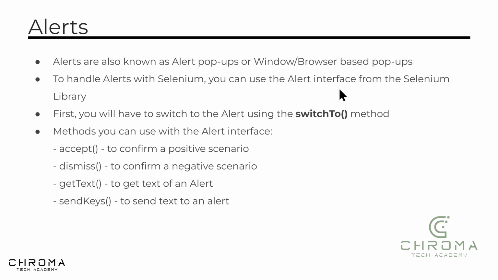So to switch to an alert, you have to use the switchTo method. Some of the methods you can use are accept, dismiss, getText, and sendKeys. To confirm a positive scenario, you can use the accept method. To confirm a negative scenario, you can use the dismiss method. To get the text of an alert, as we did, we can use the getText method. And to send text to an alert, you can use the sendKeys method. Okay, so go ahead and write this code out, and I'll see you guys in the next video.